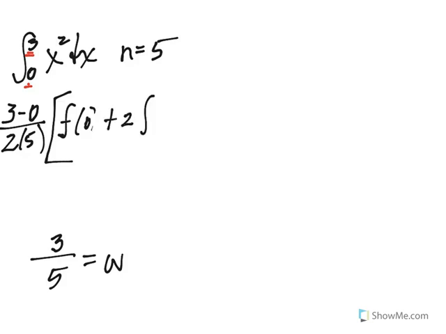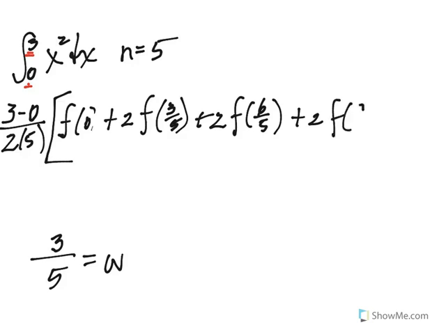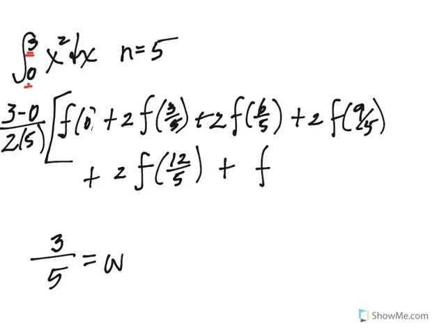term here is going to be 2 times f of 3/5 plus 2 times f of 6/5 plus 2 times f of 9/5 plus 2 times f of 12/5 plus 1 times f of 15/5, or f of 3. So I start with the left-hand side, f of 0, and I end at f of 3, which is the right-hand endpoint. So let's make some room here.